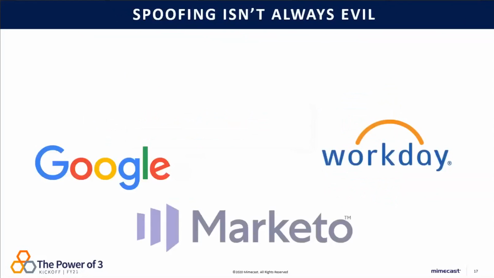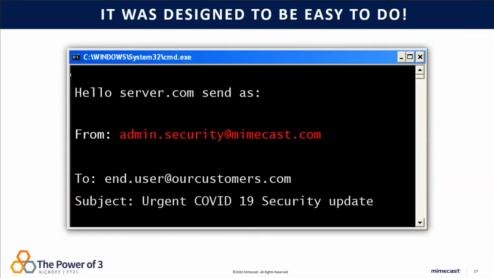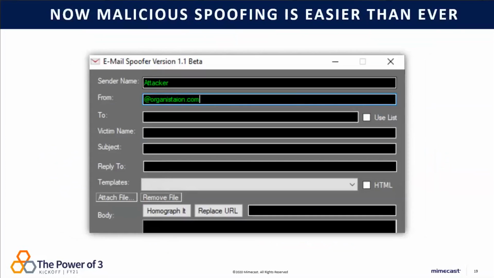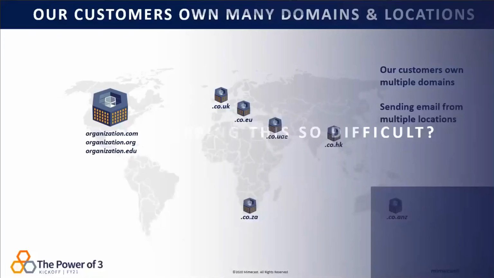And the reality is spoofing isn't always evil. It may be a third-party service that you're currently using within your organization. At Mimecast, we use Salesforce, Workday, Marketo internally to leverage these different cloud technologies to make our processes more efficient. Now, because these types of attacks were designed to be really, really easy, so you pick the attacker, you pick the organization, we need to actually understand why it is so difficult to stop these types of attacks.